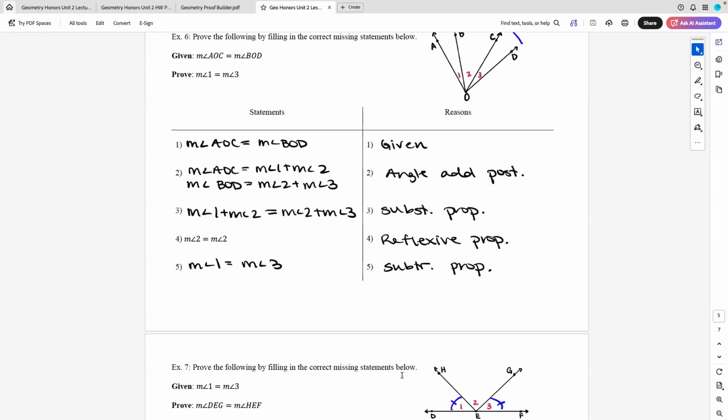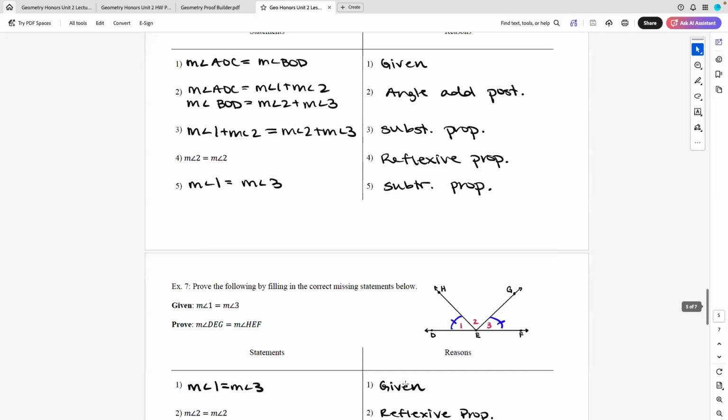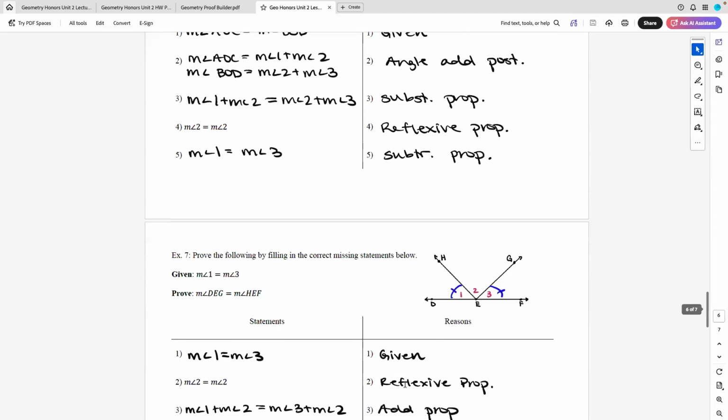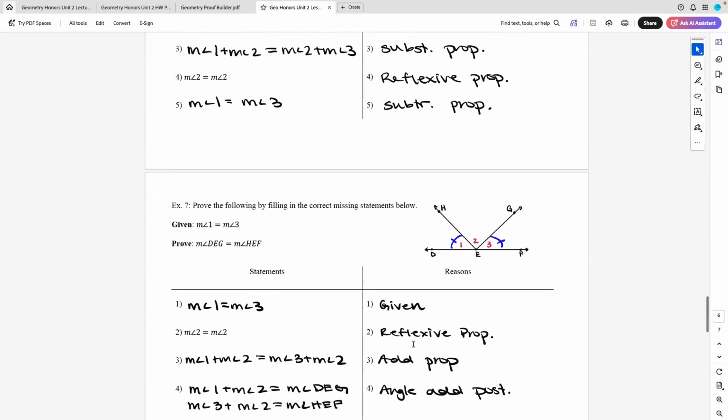Going to substitution. So for this next one, substitution. We have to take out 3 and 1, don't we? Which one do you want? No, 3 should be angle addition postulate. You have 3, so we should get that instead. So it's swap them. 3 is angle addition postulate. 4 is substitution.